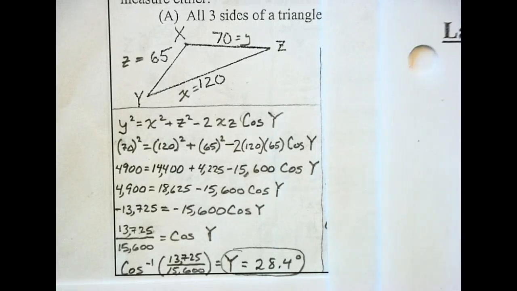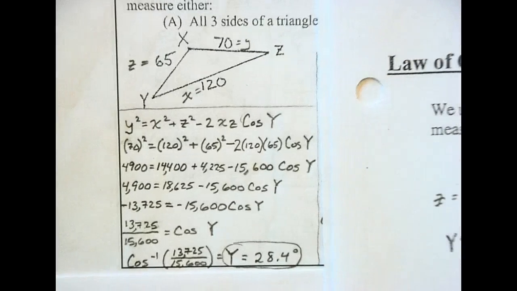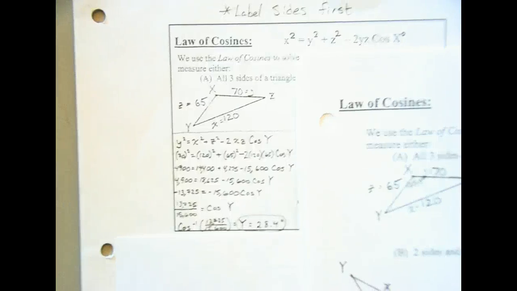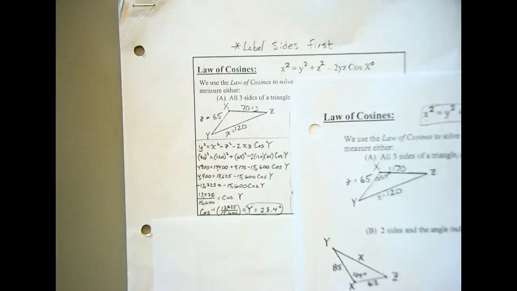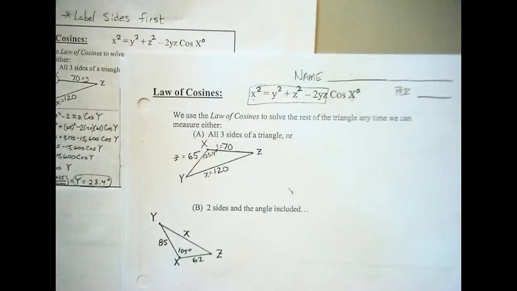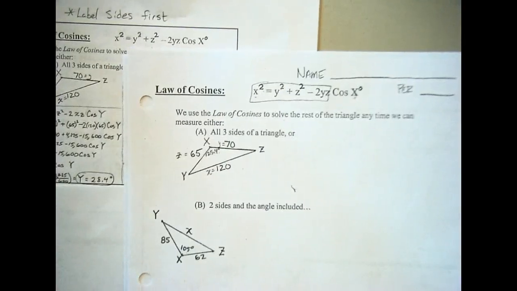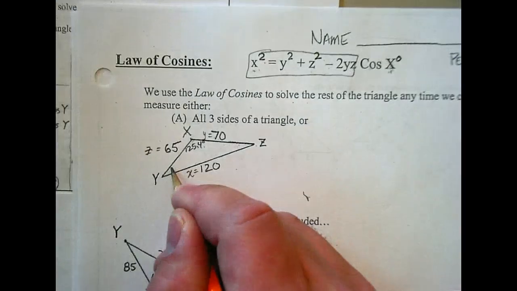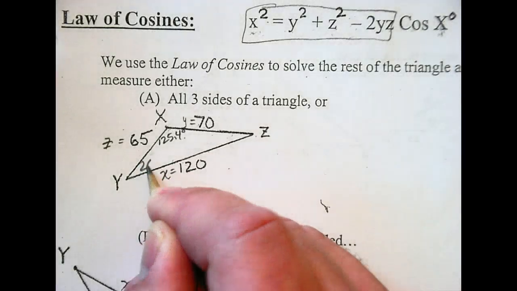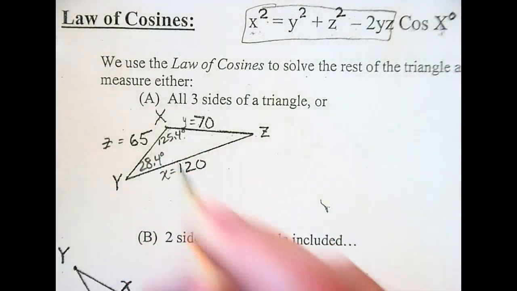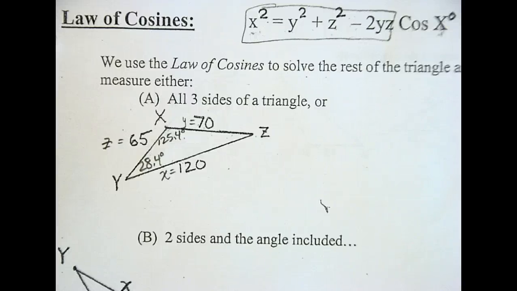All right, let's keep everything up there for everyone. So angle y now is 28.4 degrees. How do we find angle z? Tell your neighbor. Subtract 153.8 from 180.